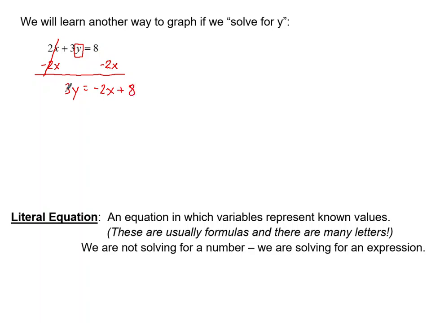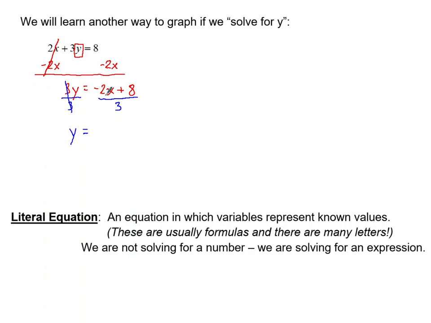Okay, now I need to get rid of this 3. So I'm going to divide by the 3 since it's being multiplied. I divide the entire side by that 3. This will cancel away because 3 divided by 3 is 1, and then y will be all by itself, which is what I'm trying to do.